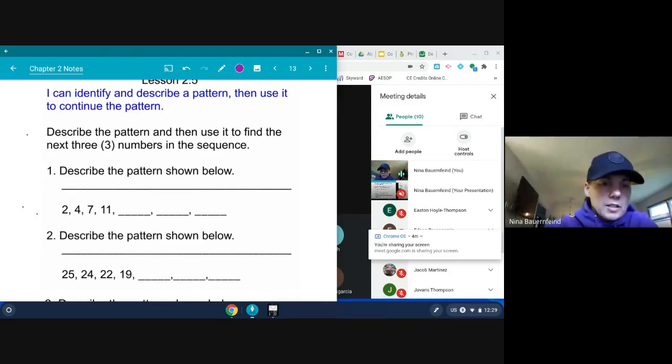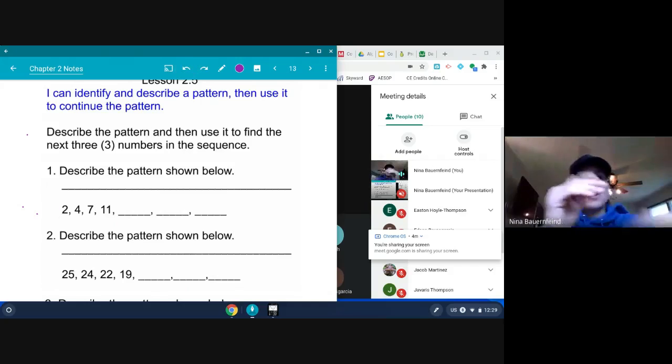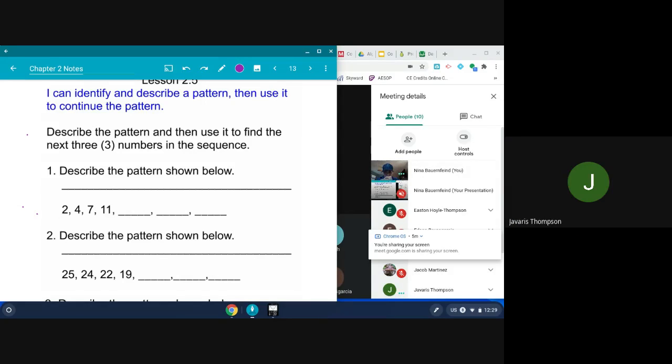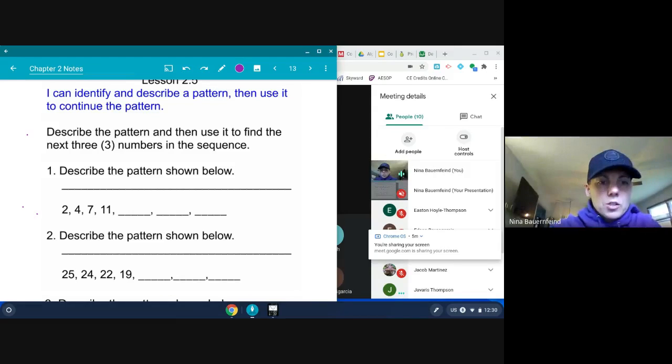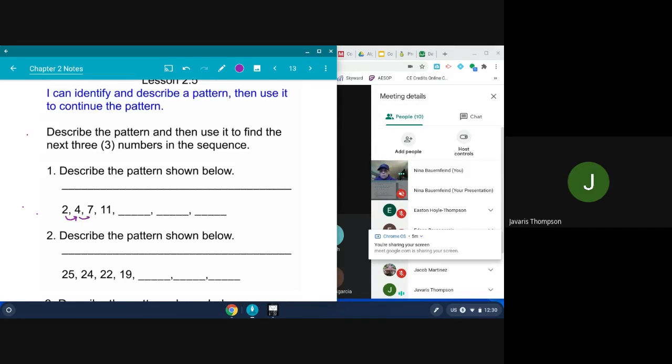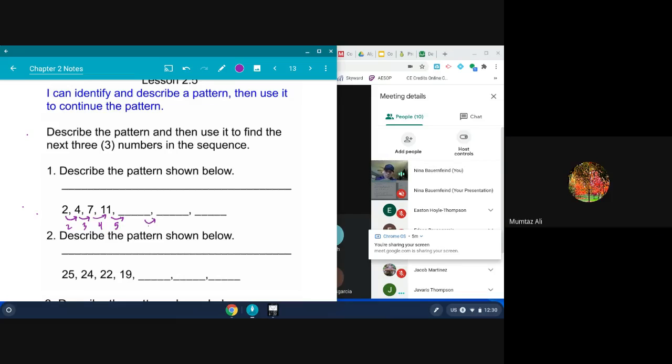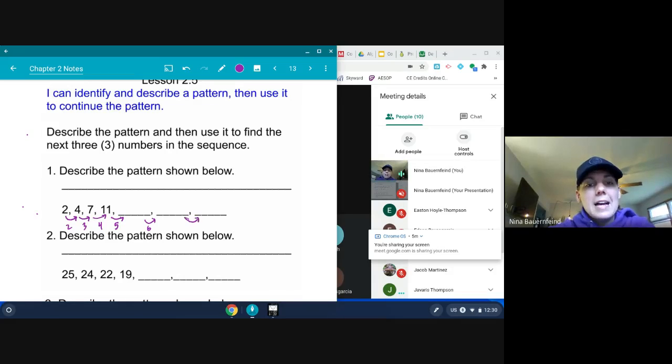Take a second to look at this first pattern here. What do you guys see happening? What's going on? Is it getting bigger? Is it getting smaller? Getting bigger. So from 2 to 4, how far is that? 2. How about 3, then 4? Yep, 2, then 3, then 4. So what's going to happen next? It'll be 5, then it'll be 6. And then last will be 7.